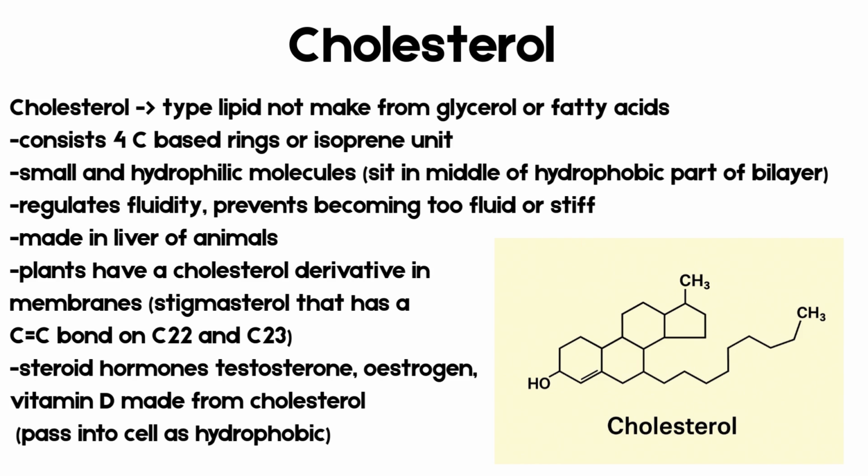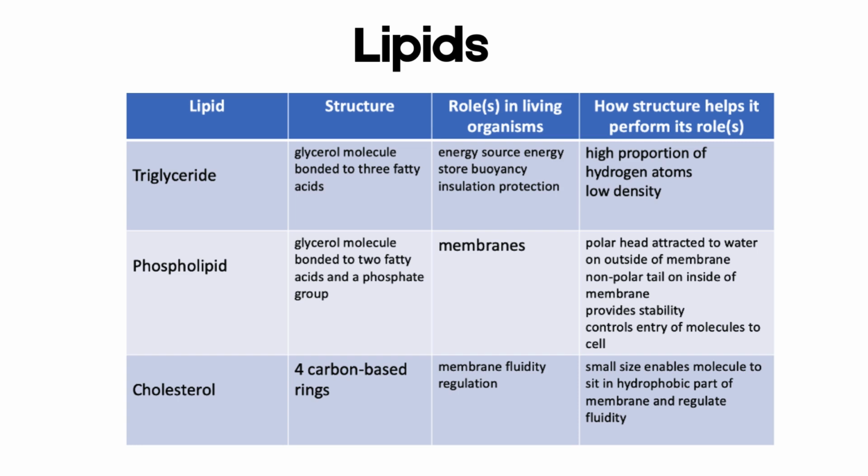Cholesterol is another lipid with a different structure, a small, flat molecule made of 4 carbon rings. It sits between phospholipids in the membrane, affecting fluidity and stability. It also acts as a precursor for steroid hormones like testosterone and estrogen. The following table summarizes most of the information from the previous slides.